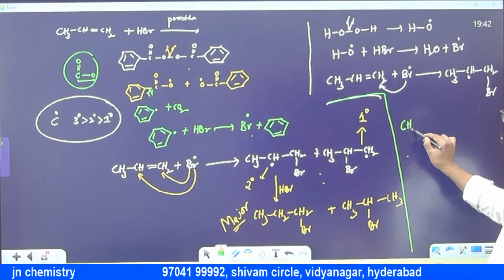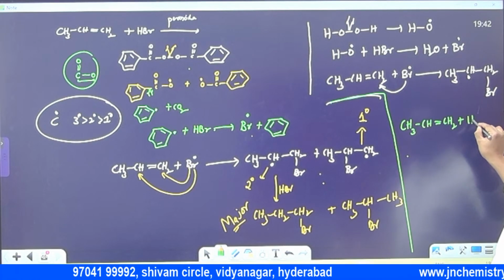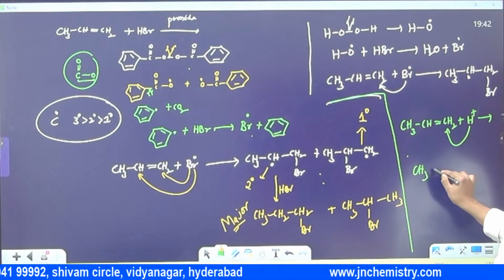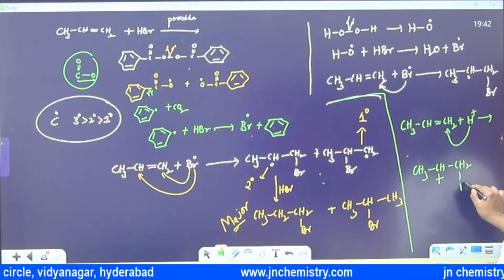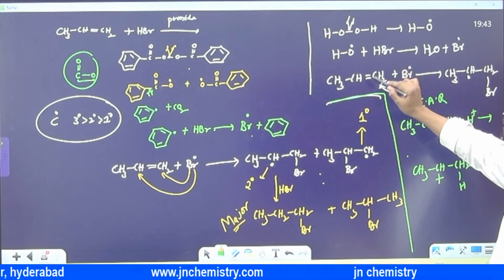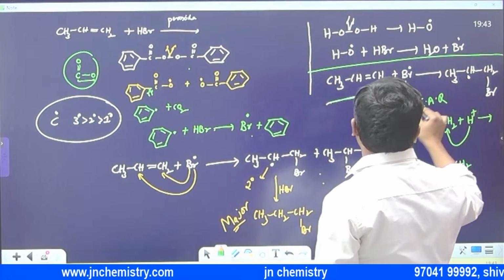CH3, CH double bond CH2. Here H plus is coming and attacking, right? H plus is attacking over here. We get the stable carbocation. This is the electrophilic addition reaction. This is the free radical addition reaction. That is the main difference you can see between these two reactions.